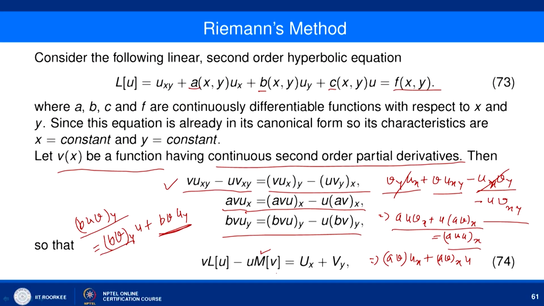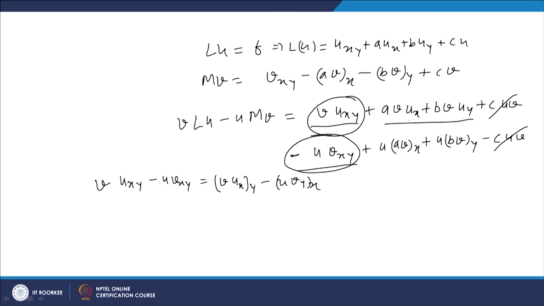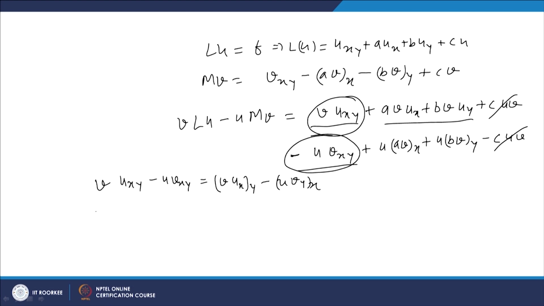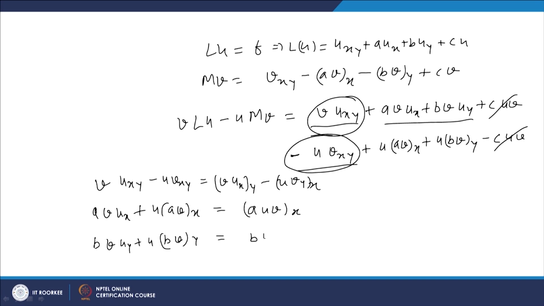Let me look at here. Okay. So, here we have written a v u_x, as a v u_x minus u f a v_x. So, let me write here a v u_x plus u a v of x. This we can write as a u v of x, and then we can write b v u_y plus u b v_y, and this we can write as b u v of y. So, it means that all this I can write like this: v u_xy minus u v_yx plus a u v_x plus b u v_y here.